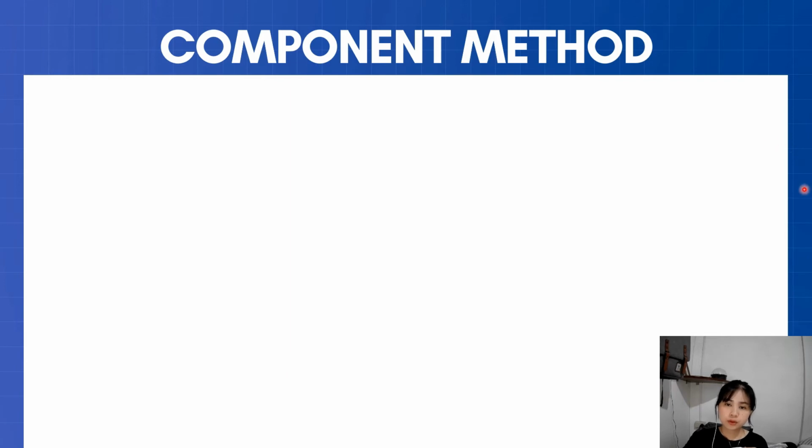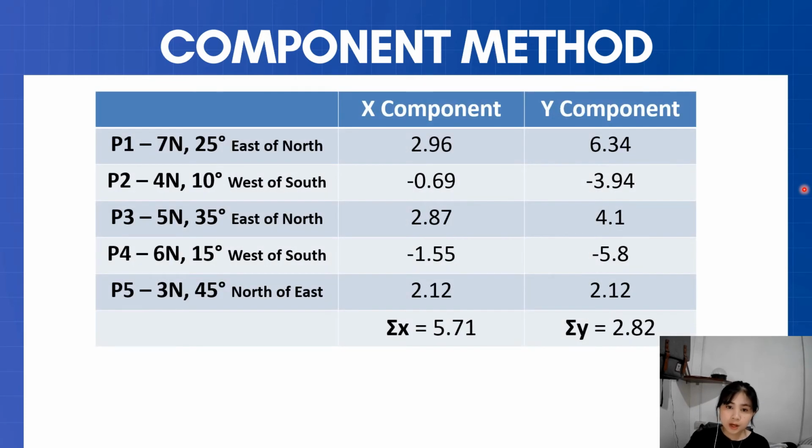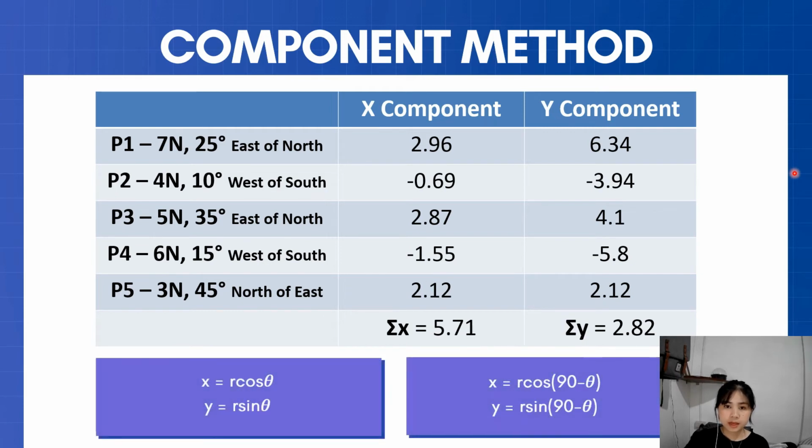And the first thing we should do when using the component method is to make a table and input all of the given accordingly. So in the leftmost column, we'll put our magnitude and direction, and at the right, we'll solve and input the x and y component. The formula we'll be using to solve for these components will be listed down below for your reference, and there are actually two sets of formulas that are used depending on the given reference angle.